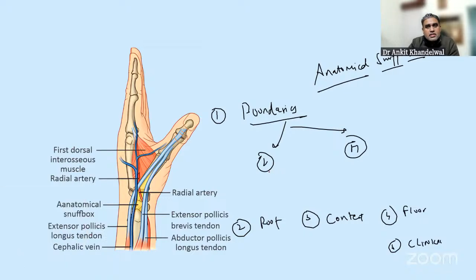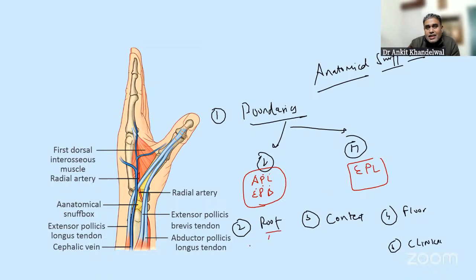Now, when we say lateral boundary, we have the APL and EPB tendons. What are APL and EPB? Abductor pollicis longus and extensor pollicis brevis. And the medial boundary is formed by the extensor pollicis longus tendon. These are the three tendons that form the boundaries.